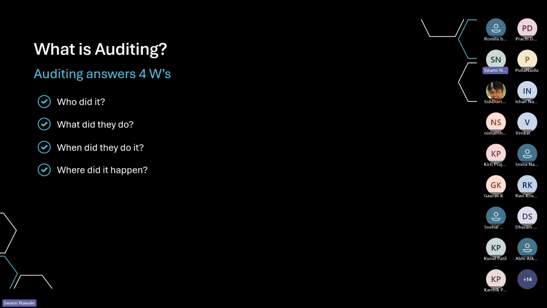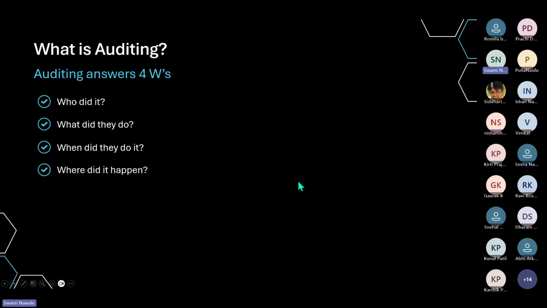SharePoint auditing answers very basic questions. I call these the four W's: who did it, what did they do, when did they do it, and where did this happen. When we move to traditional software systems, the same principle applies, because in every database we maintain logs, and in every API we have logs. As developers, we mostly focus on building features, but under the hood every system needs this kind of traceability somewhere.